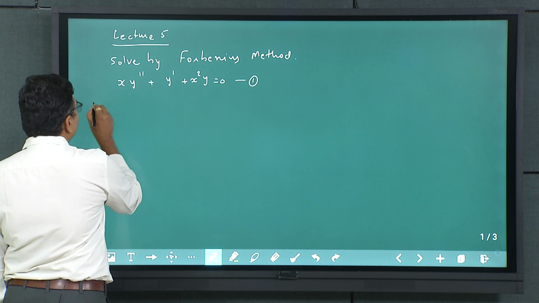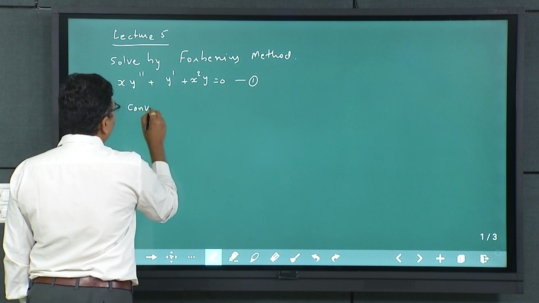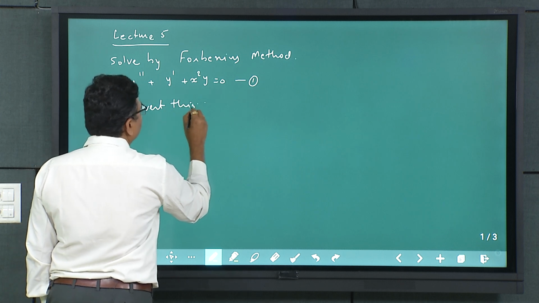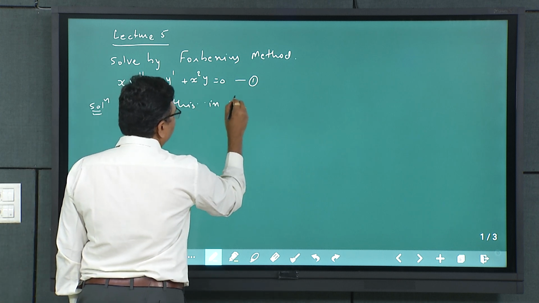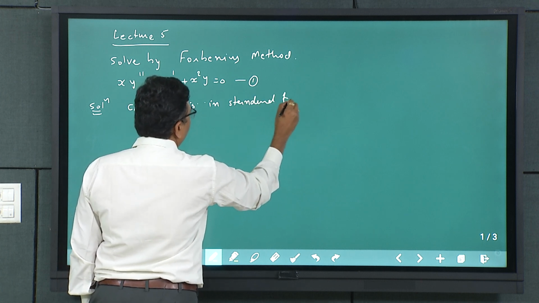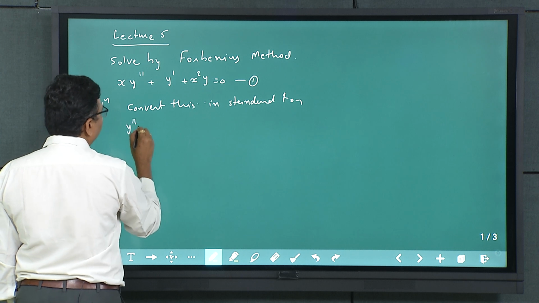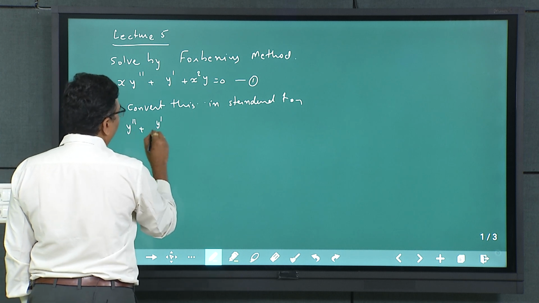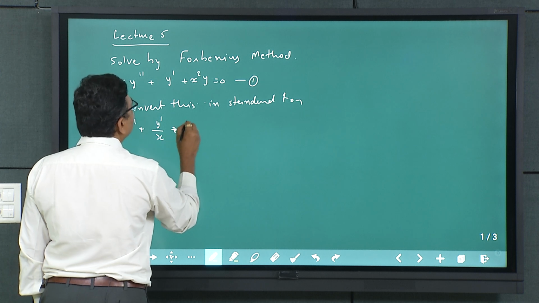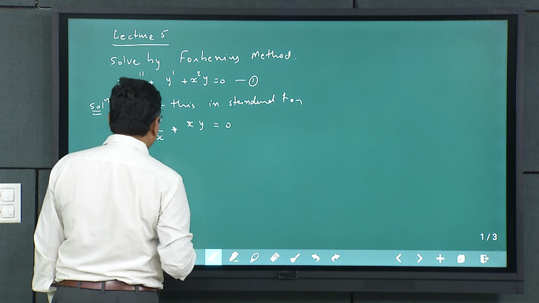હવે સોલ્યુશન. Convert this in standard form. So divide this by x, so y double dash plus y dash upon x plus x y is equal to 0, right?